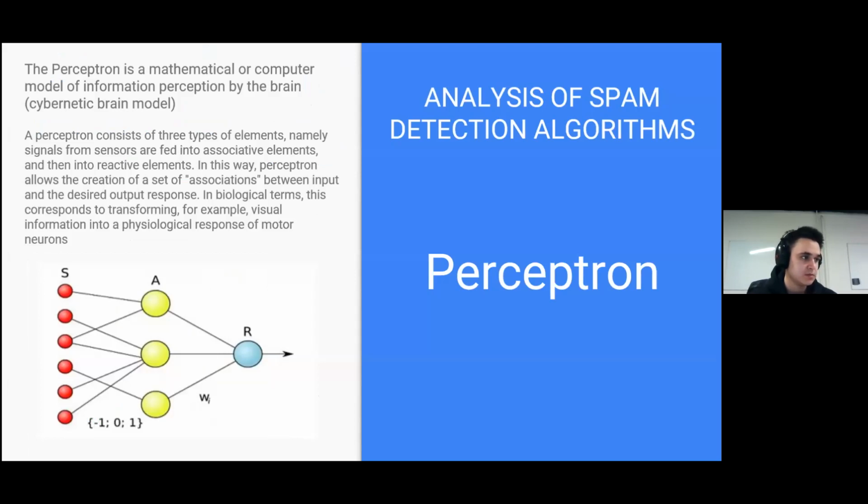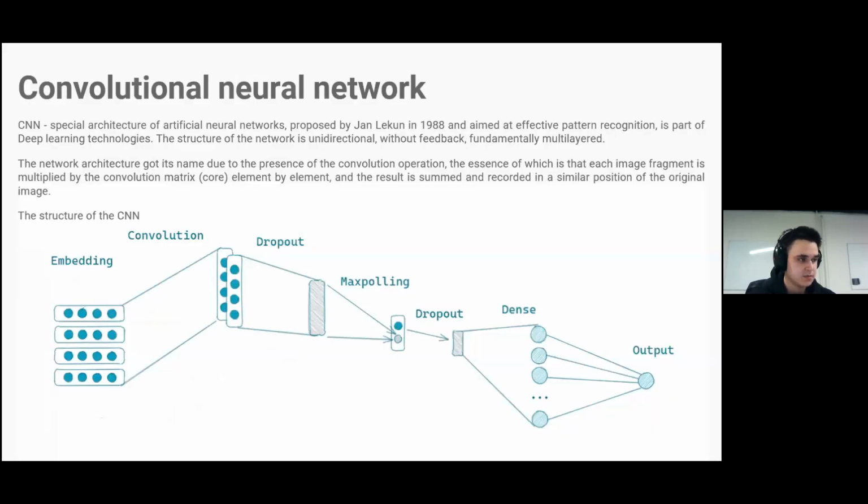The third algorithm is a perceptron. It is a computer model of information perception of the brain. It consists of three types of elements: signals, sensors, and reactive elements. It literally sets the association between inputs and outputs. And the last algorithm that we have used is the convolutional neural network.